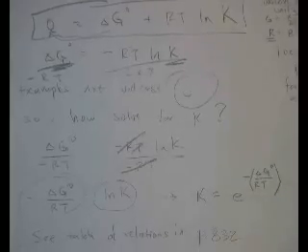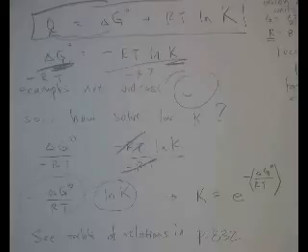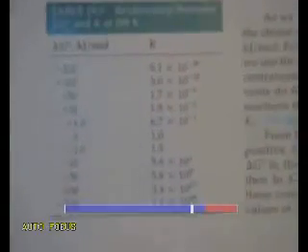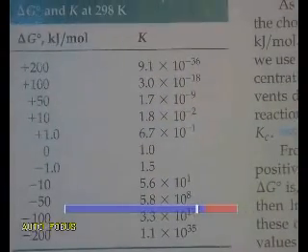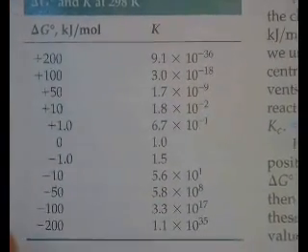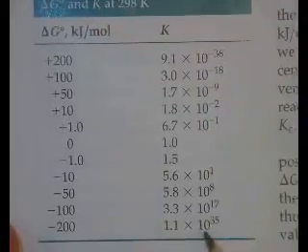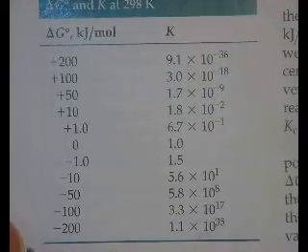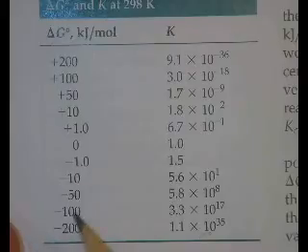Page 832 in your textbook, and this is the 10th edition once again, has a whole bunch of relationships for you between G and K. I just want to bring this up here for you a second. If I zoom in on it, you can see that if K happens to be a really, really big number right down here, then G is going to be a pretty small number. Remember, that means it's fairly spontaneous.